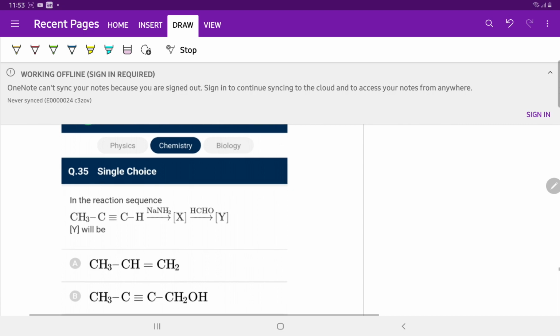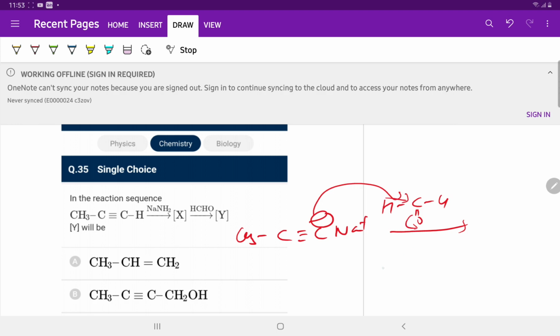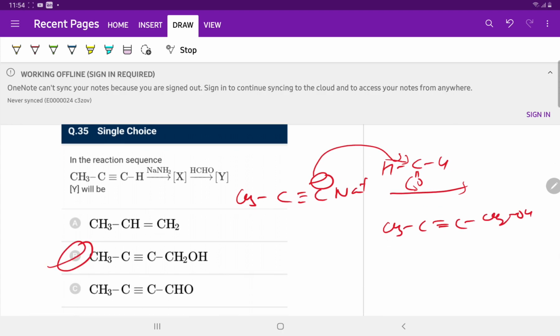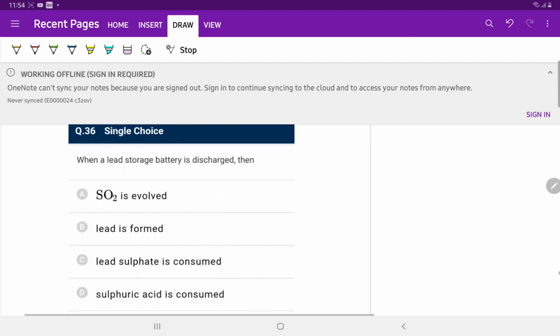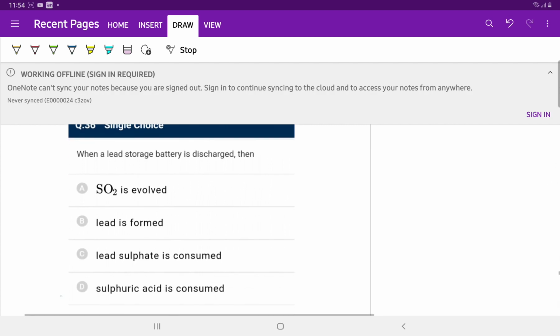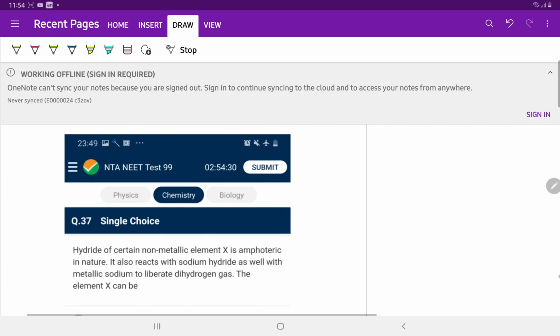We move to question number 35. Sodamide reacts with propyne and forms sodium propynide, and this will react with formaldehyde, forming an alcohol. Option B is correct. Question number 36. When a lead storage battery is discharged, H2SO4 is consumed. Sulfuric acid is consumed. On charging, sulfuric acid is formed.